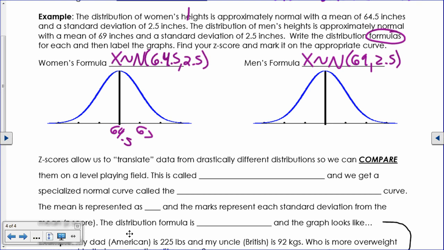Then you keep going. Now that we have 67, we're going to add another 2.5. And then add another 2.5 to get your third standard deviation. 72. Right? That's going above the mean. How do we go below the mean? You would subtract 2.5. 62. All right, keep going. All right, so we've labeled our curve for this distribution. Let's do the same thing over here.